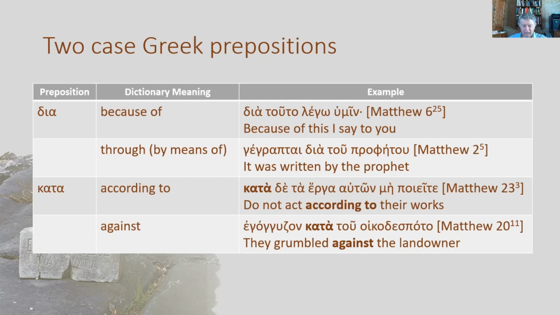Or again, the second quote, egongyzon kata tou oikodespotou. They grumbled. Gongyzo. They grumbled against the landowner. That's a really difficult one, and there were words that we've not come across. I hardly know them. Don't use that very often, but they grumbled against the landowner. It's genitive, tou oikodespotou. I've got a feeling that should be oikodespotou, but I may be wrong. I've probably missed a letter out there in copying it across to the file. You can check it in your Greek New Testament.